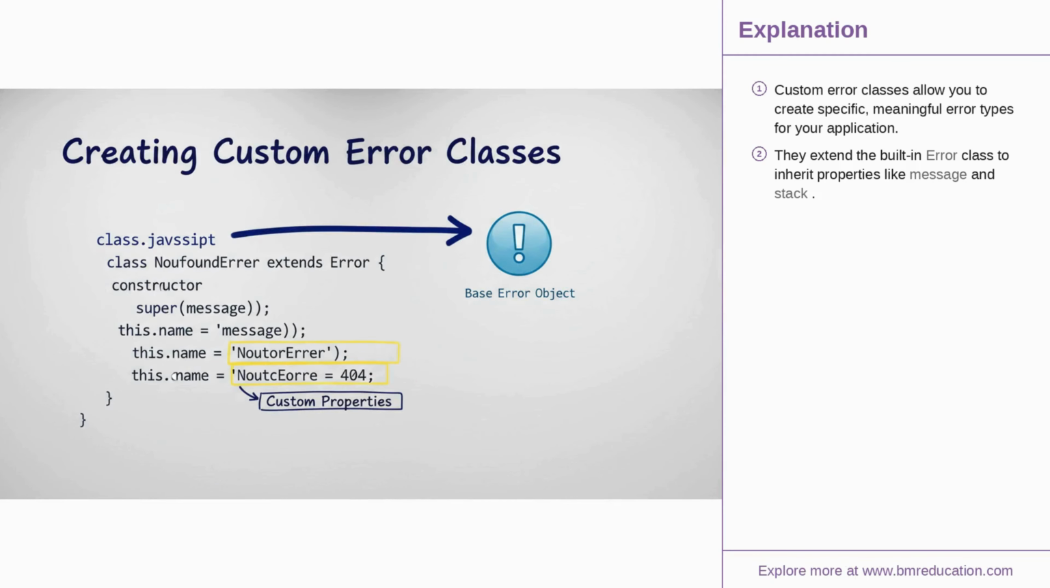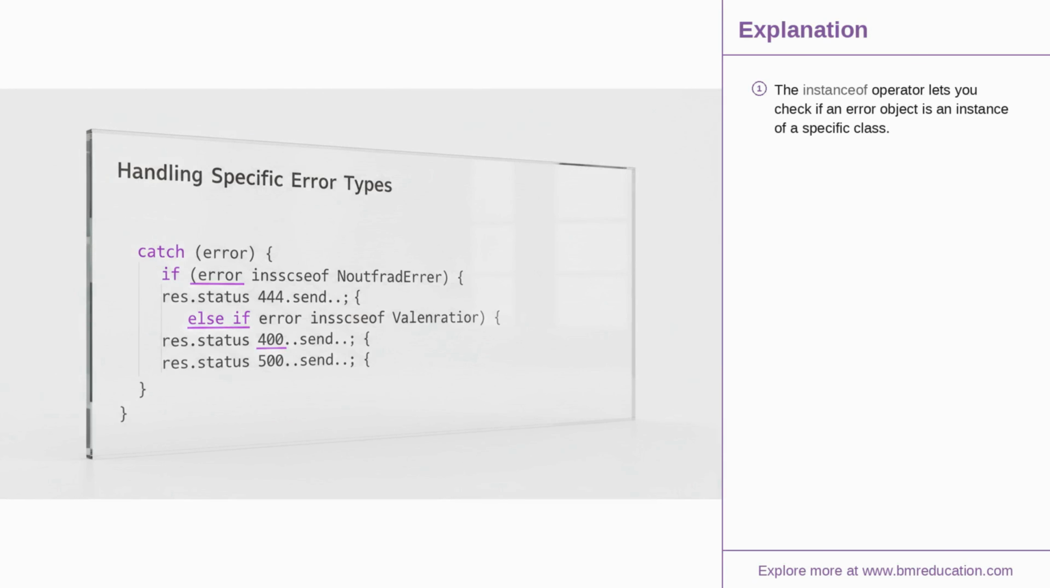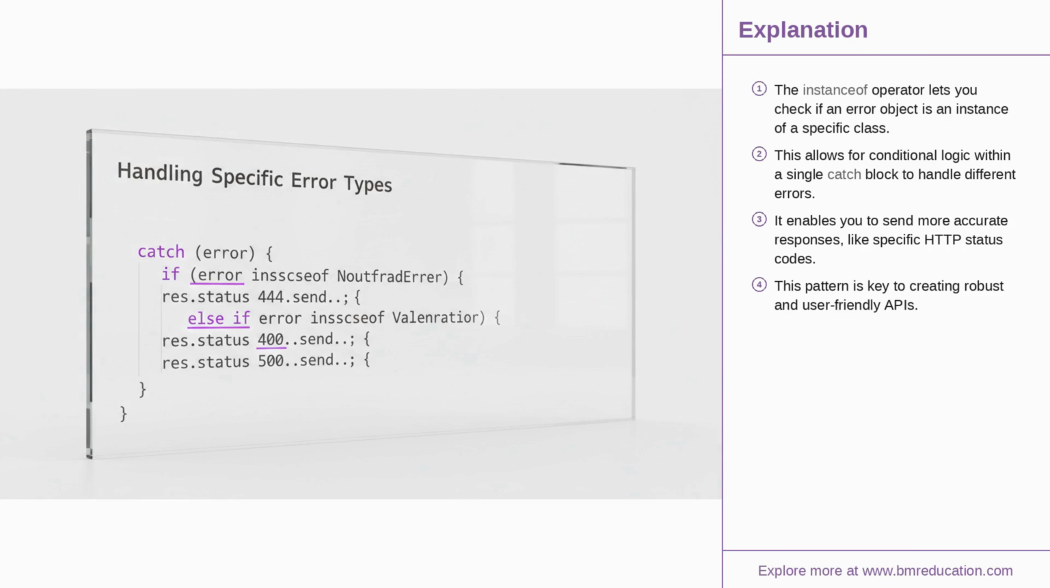As your application scales, simply catching a generic error is not enough. You need to know what kind of error occurred to respond appropriately. Was it not found or unauthorized? We solve this by creating custom error classes that extend the base error class. This allows us to add important context, like an HTTP status code or an error code, creating a clear, self-documenting error system.